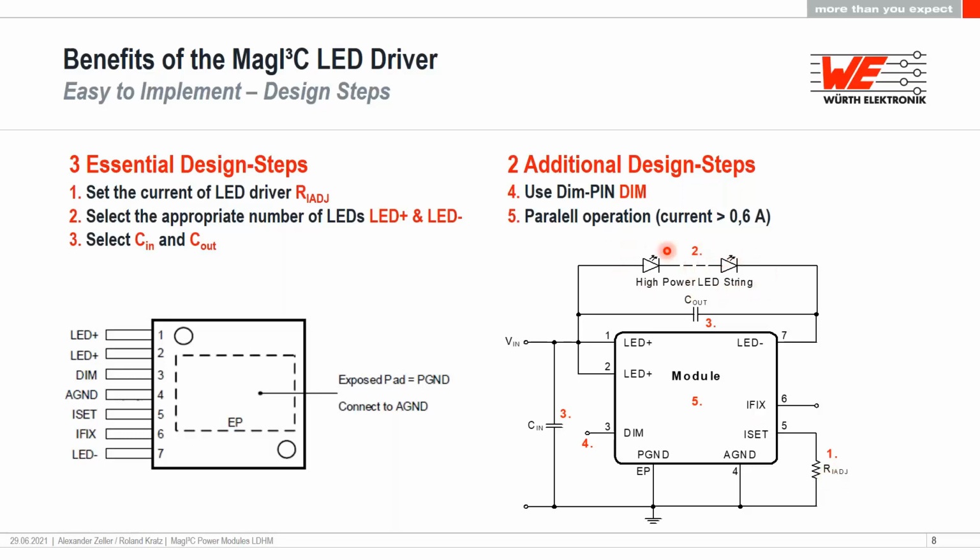Then connect the LEDs. Put a capacitor in front of the module. This is typically a 2.2 microfarad MagIC capacitor in the size 1210. The output capacitor is optional, and you can use the dim pin for dimming the LED. If you only want to have a DC current through the LEDs, then just leave this floating.